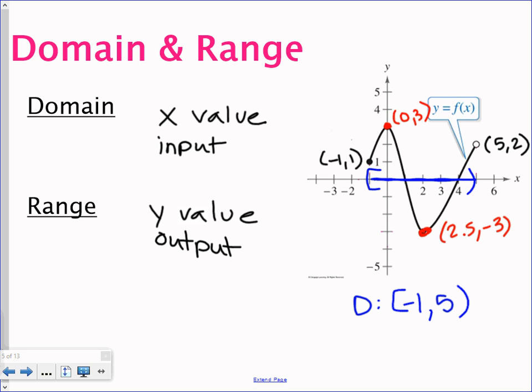Both of those were closed circles, right? We actually got to that point, so they're going to be brackets, inclusive. And what values would we put in for range? -3 to 3. Now we're focused on the y values. Okay, it goes as low as -3 for y and as high as 3 for y.